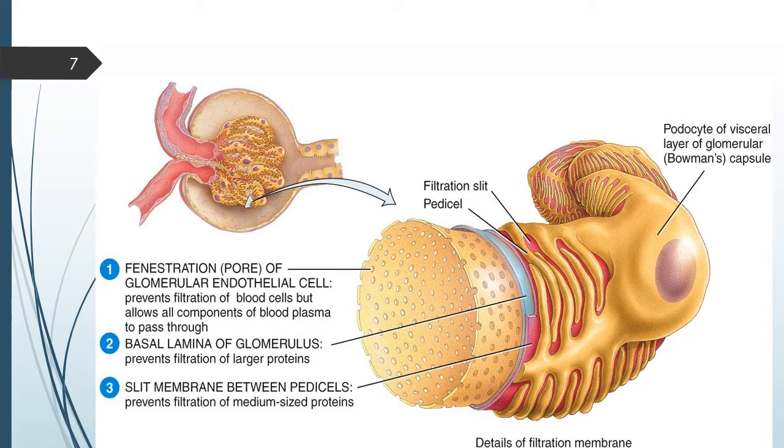which prevent the filtration of blood cells but allow all components of the blood plasma to pass through. The second layer, the blue colored layer in the picture, is the basal lamina of the glomerulus, which prevents the filtration of larger proteins. The pinkish red colored layer in the picture is the third layer of the filtration membrane, the slit membrane between the pedicels, which prevents the filtration of medium sized proteins. The outermost layer of the glomerulus is covered by the podocytes of the visceral layer of the glomerular capsule.